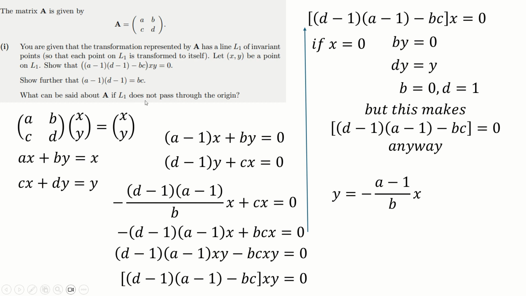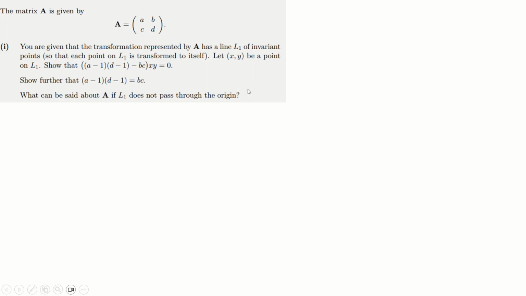What can we say about A if L1 does not pass through the origin? So okay, in that case, we have a line like this. There's actually a few cases for lines that don't pass through the origin. Either a line like this where E is not 0. I'm using E because we've already used C, and then I'm going to go through the alphabet.